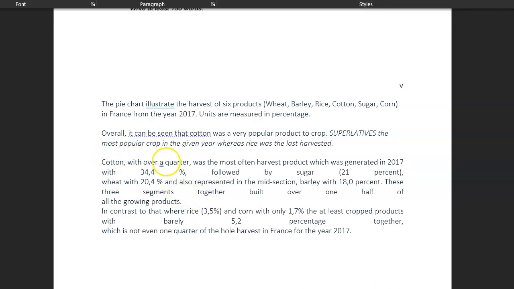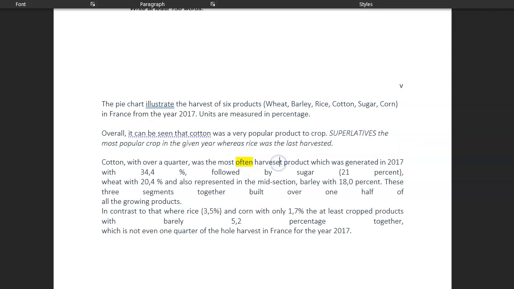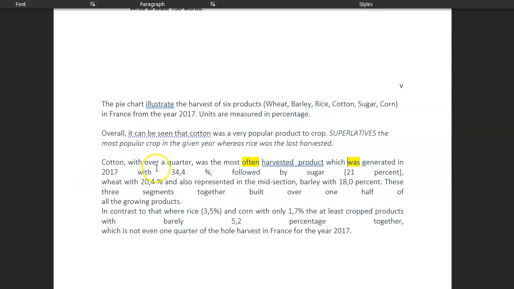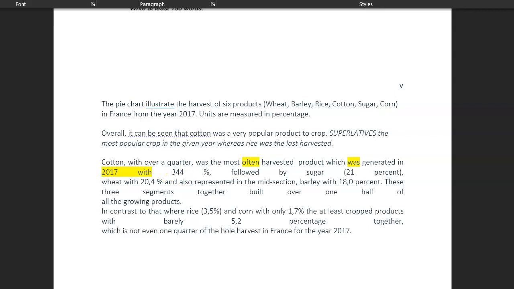So cotton with over a quarter was the most often harvested. Now, not most often because we don't know what happened in the other years. Here were the most harvested product, which generated, not which was generated, just past simple, generated, and just go 34.4%. Now watch out here, in English we write it with a dot, 34.4%, followed by sugar, 21%, okay?